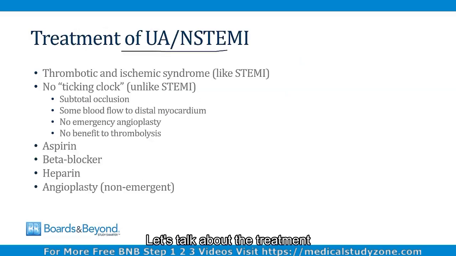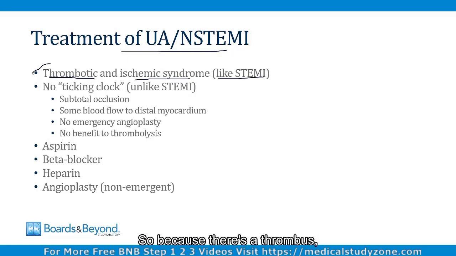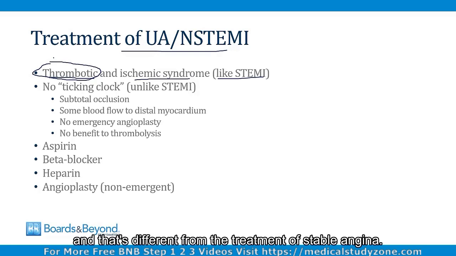Let's talk about the treatment of unstable angina and NSTEMI. This is a thrombotic problem as well as an ischemic problem, just like STEMI, which we'll talk about in another video. So because there's a thrombus, we are going to use anticoagulants in treating unstable angina and NSTEMI, and that's different from the treatment of stable angina.